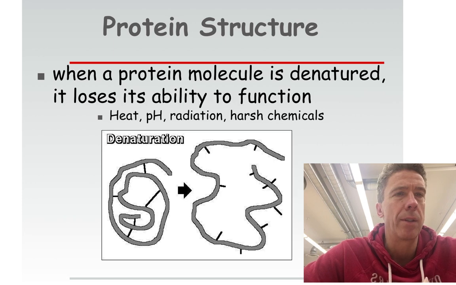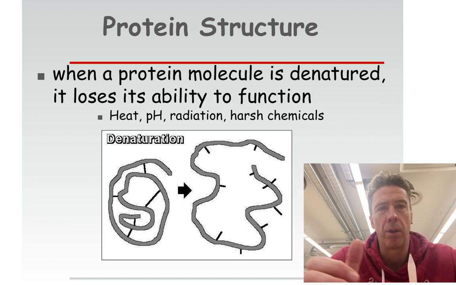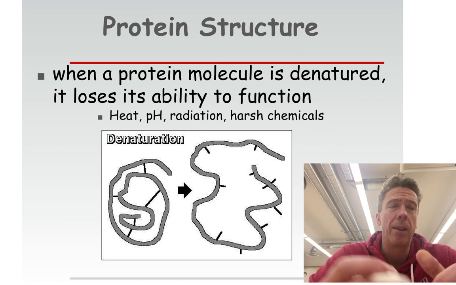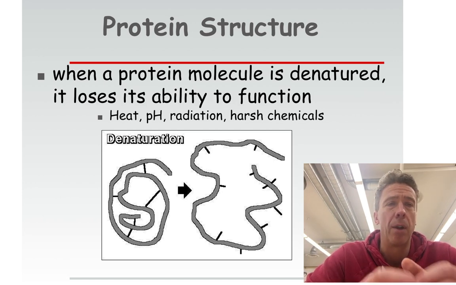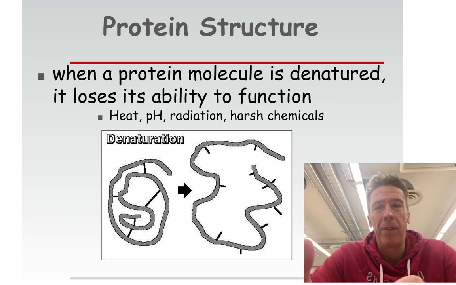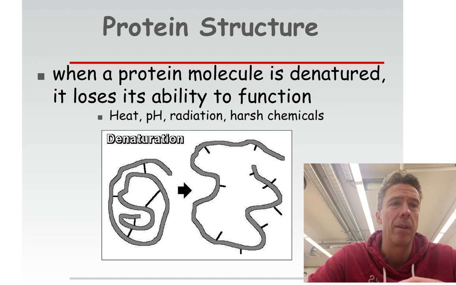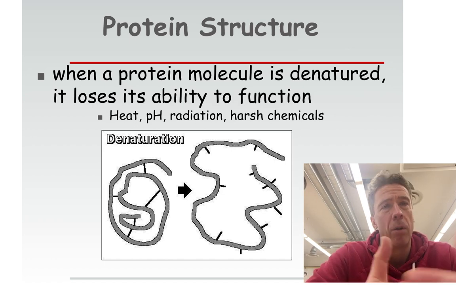So heat, we see this all the time with cooking. We change the structure of our proteins with pH, adding lemon juice or different acidic things in our food. It changes the proteins. Radiation and harsh chemicals as well. So the chemistry here is a great example of how chemistry drives biology, because if the chemistry changes, if those bonds break, the biology doesn't work. The protein loses its ability to function. It has then been denatured. So a great example of how chemistry drives biology, the impact of those amino acids and the bonding that holds it together. Hopefully this helps, guys.